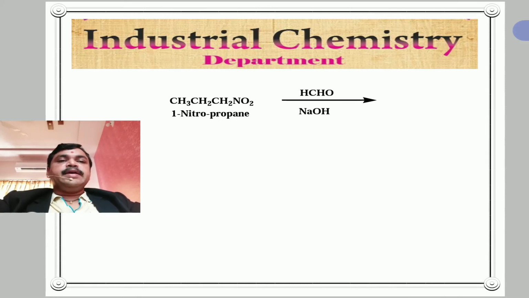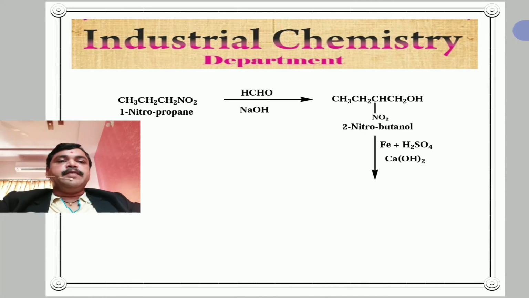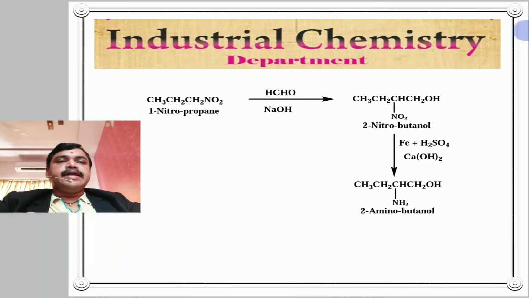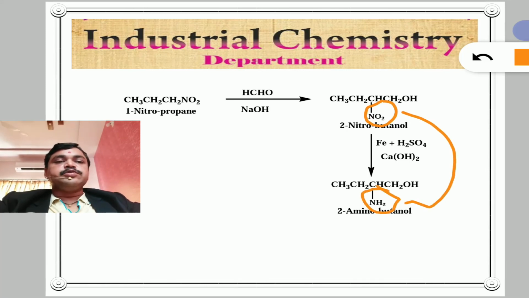So 1-nitropropane, methanal and sodium hydroxide are converted into 2-nitrobutanol. We get the product 2-nitrobutanol. This 2-nitrobutanol is treated with metal acid, Fe plus H2SO4, in the presence of calcium hydroxide. So 2-nitrobutanol is converted into 2-aminobutanol. Here acid metal reduction takes place, so this NO2 group is converted into NH2 group.